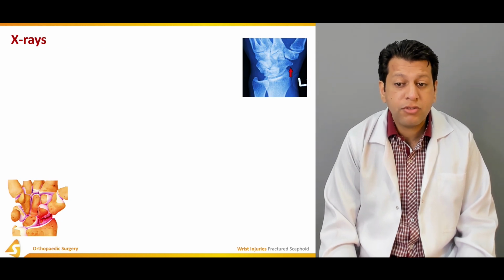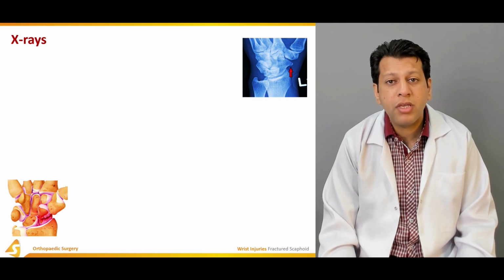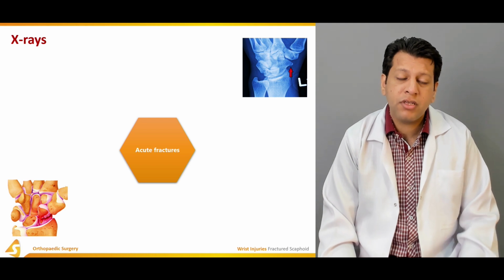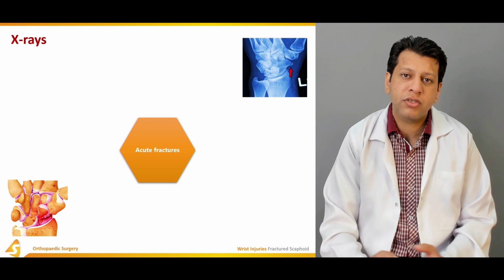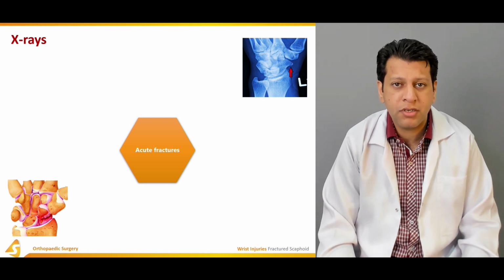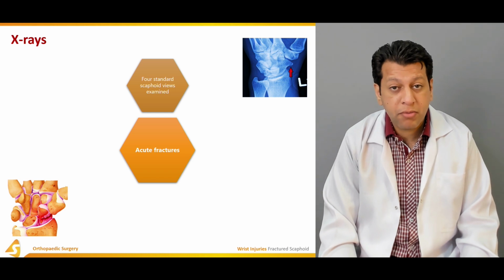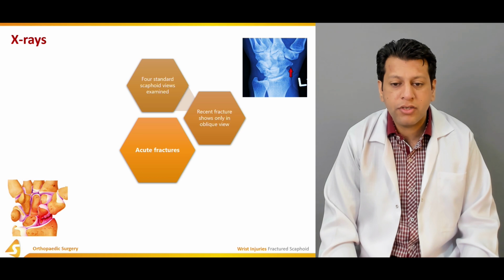The important point is to get the x-rays. As I told you, the most important view is the PA view with ulnar deviation. This view exposes the scaphoid, and even a subtle fracture usually shows up in this view most of the time. Usually the four standard scaphoid views can be examined, but the most important is the PA view with ulnar deviation.